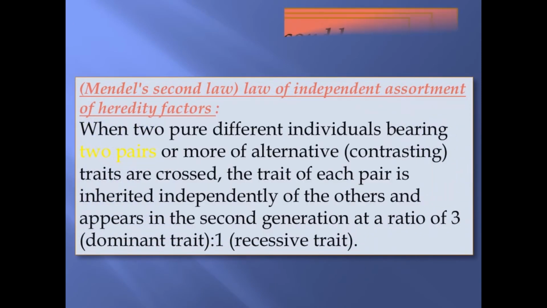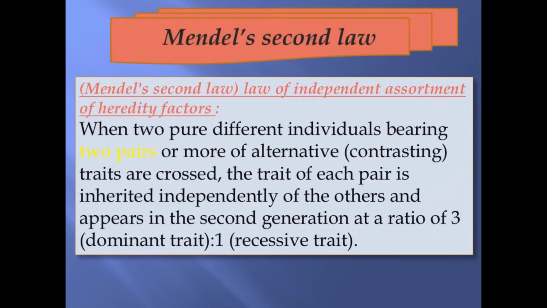So, Mendel's second law, or the law of independent assortment of hereditary factors, says: when two pure different individuals pairing two pairs or more of alternative or contrasting traits are crossed, the trait of each pair is inherited independently of the others and appears in the second generation at a ratio of 3 dominant traits to 1 recessive trait.